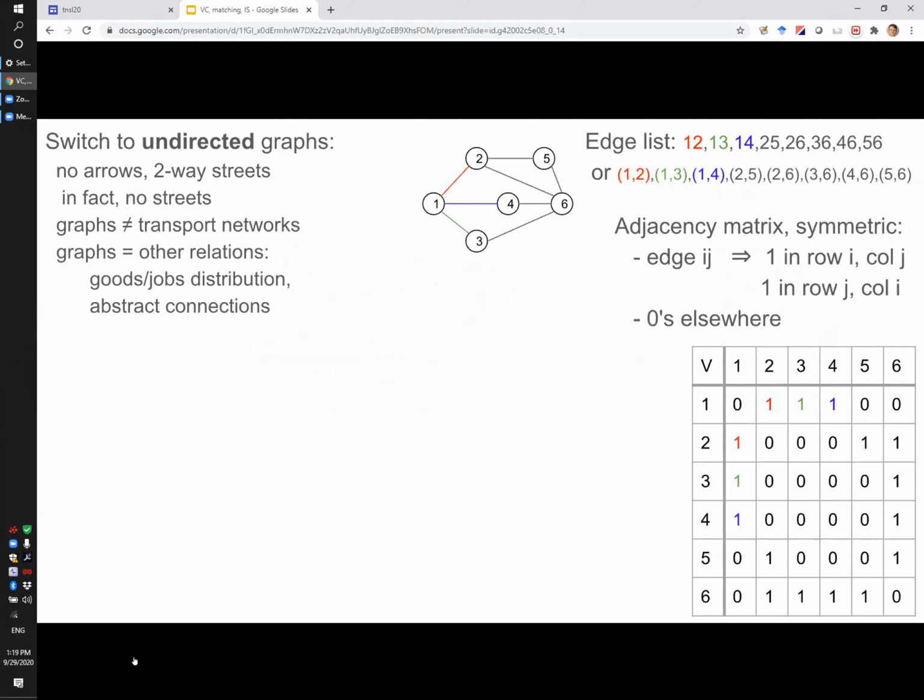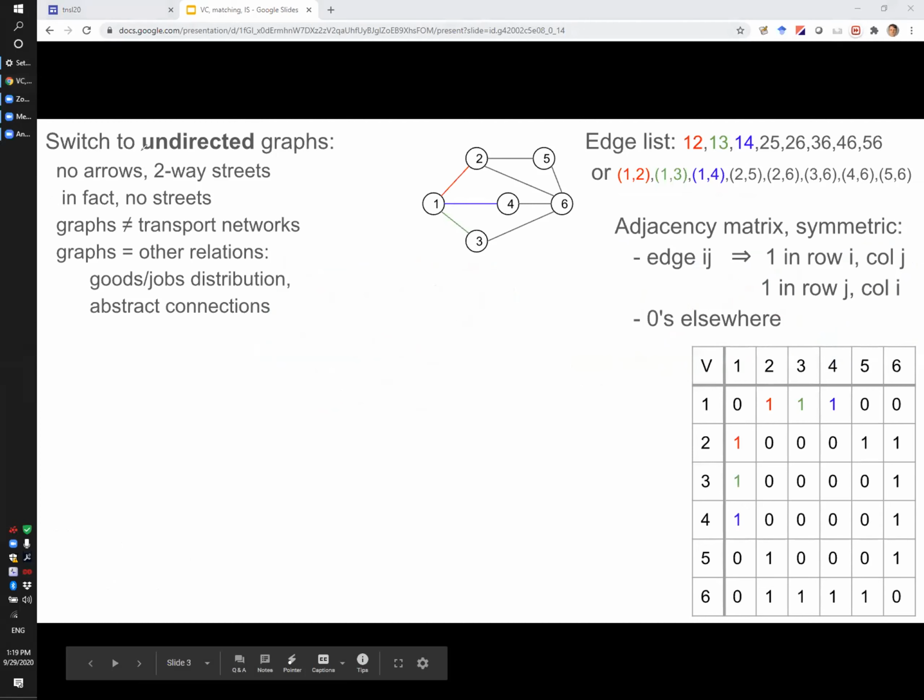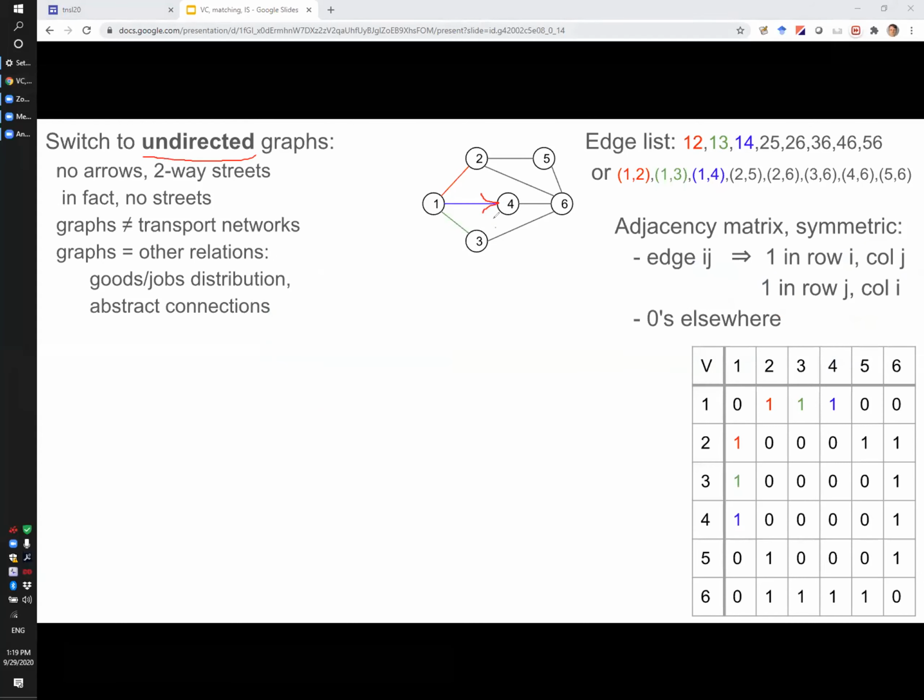So formally, what are we looking at? One important thing is that now we are switching to undirected graphs. You remember when we were considering shortest paths and flows, the edges of the graphs had directions. They were directed one way or another. Today we will be looking at undirected graphs. So, no arrows, or if you want, all the edges in the graph represent two-way streets.